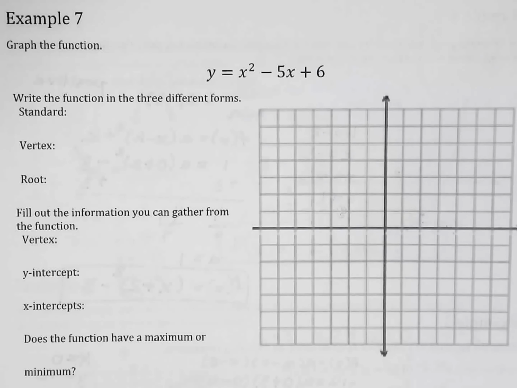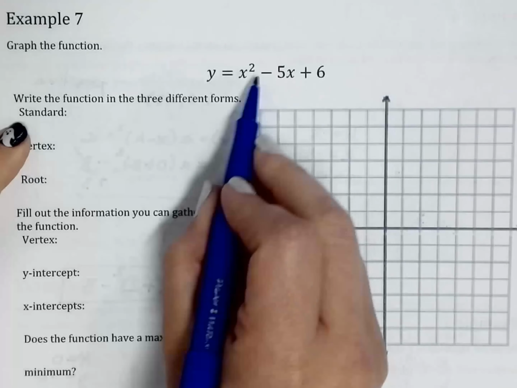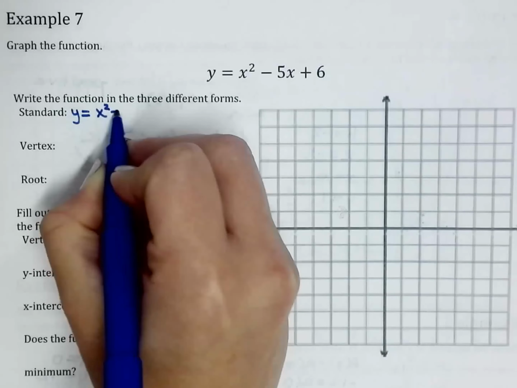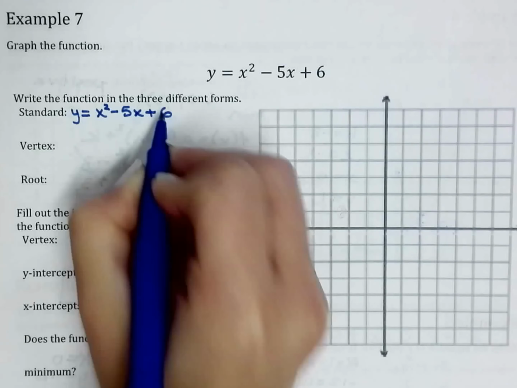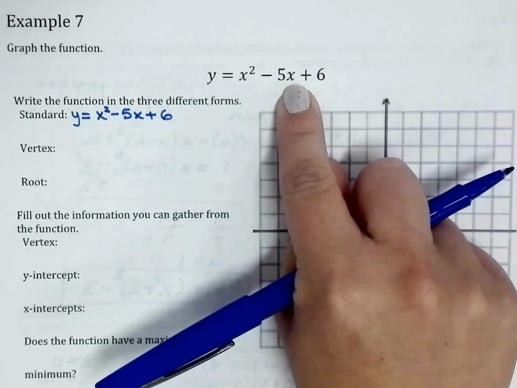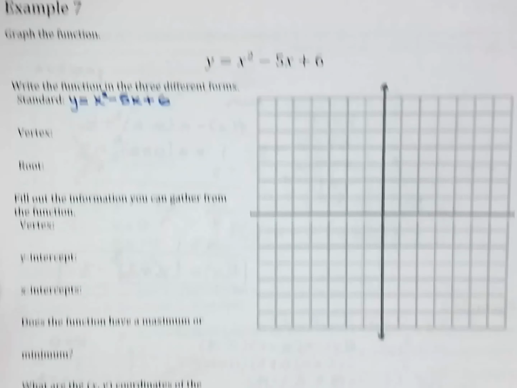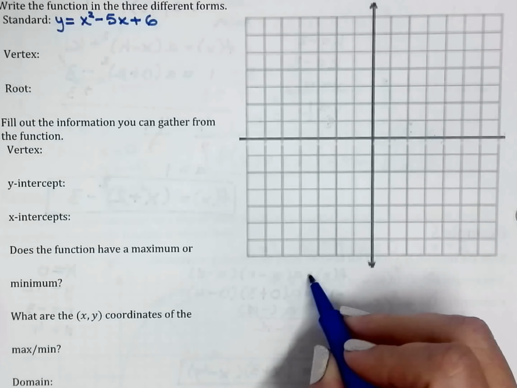Okay, number 7. So I have the standard form already given to us. So standard form is y equals x squared minus 5x plus 6. Now we need to change this to vertex form by completing the square right here. So completing the square, we did that in the previous lesson. So I'm going to do this right here off to the side because we have some work to do.